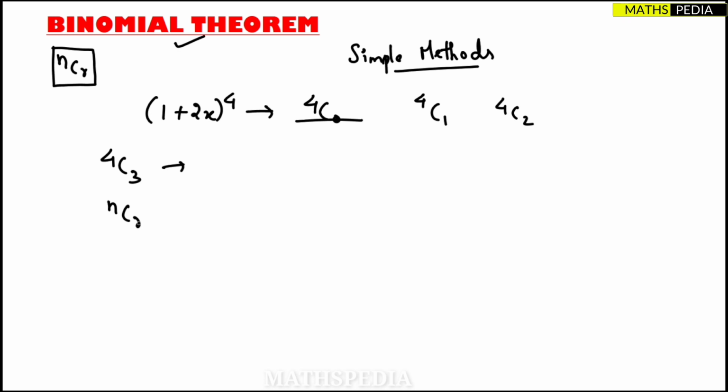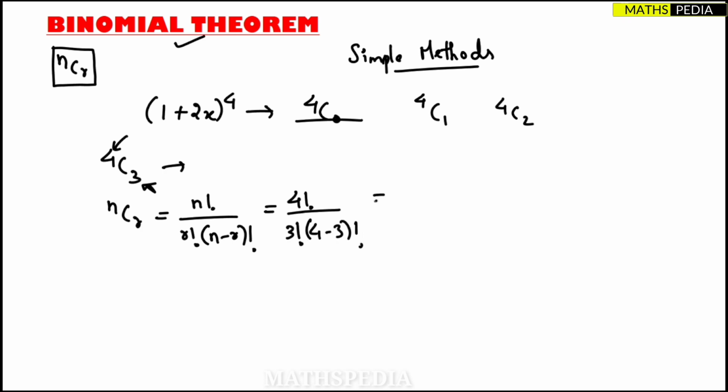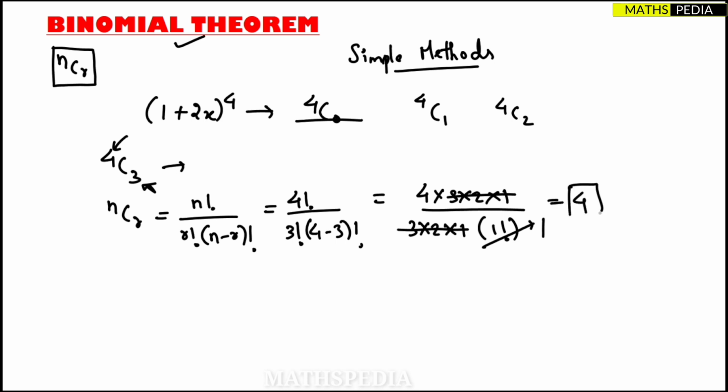If you want to calculate 4C3, what is the formula for nCr? The formula is simple: n factorial by r factorial into (n minus r) factorial. n means the upper value, which is 4, so 4 factorial by r, the down one, which is 3, so 3 factorial into (4 minus 3) factorial. 4 factorial means 4 into 3 into 2 into 1, by 3 factorial means 3 into 2 into 1, into 1 factorial, which is equal to 1 only. Now 3 into 2 into 1 cancels, and you will be getting 4 as the answer.